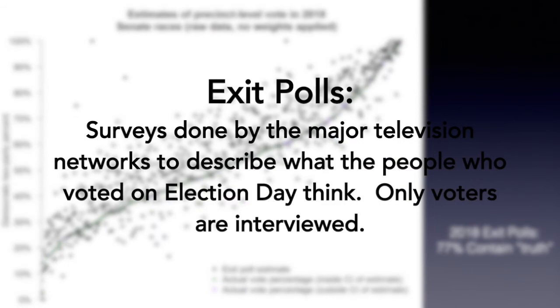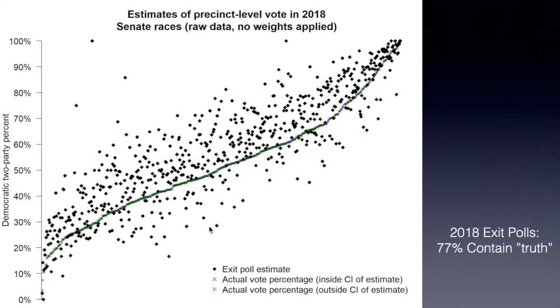So these are the polls that we do on election day to try to figure out what voters think when they're coming out of the polling booth. Each dot on the graph is a precinct in the 2018 midterm election. So this one, for example, is one precinct. This is a different precinct. Here's yet a different precinct. Each column represents a different place where voters cast their vote.